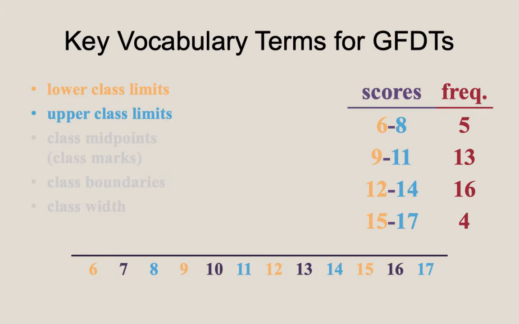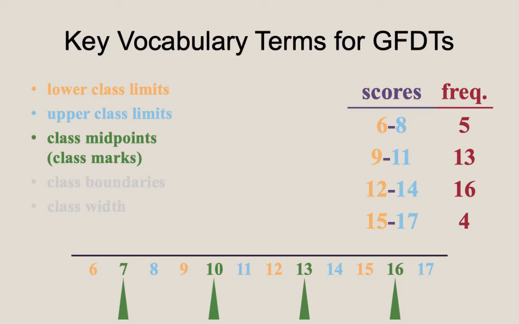Next, we have the upper class limits. These are the largest values that appear in each class. Note, the term class or bin is used interchangeably for any given group of values. For example, the second class has a lower class limit of 9 and an upper class limit of 11. For this interval of values, there were 13 values in the data set that appeared in this range from 9 to 11. The upper class limits have been indicated here in teal.